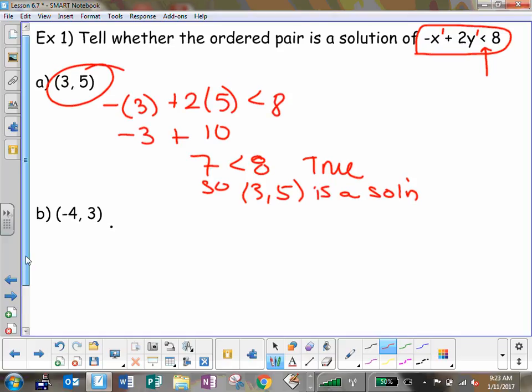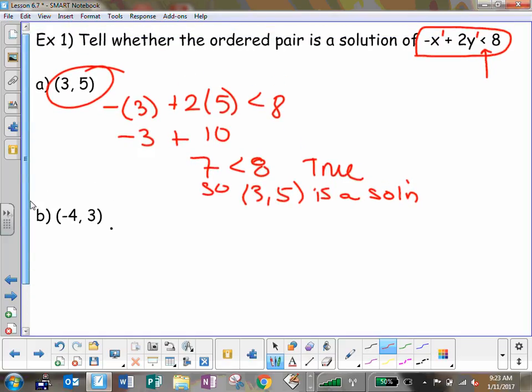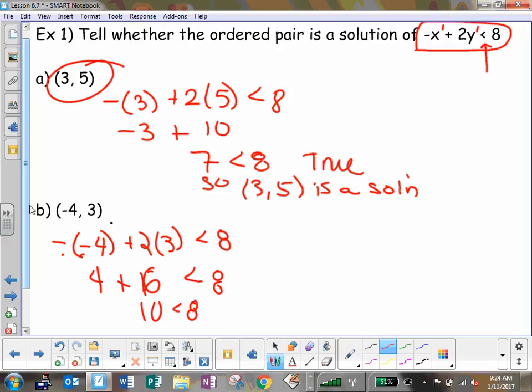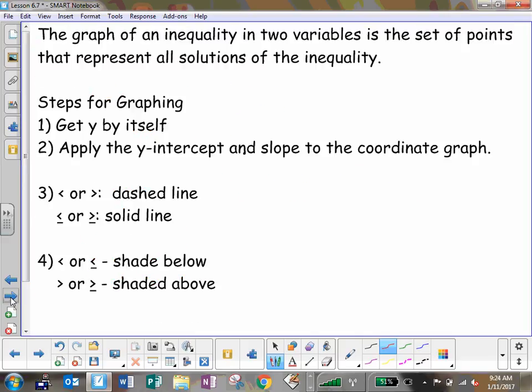Okay? All right, let's try negative 4, 3. We're plugging it into the same equation. So negative parentheses negative 4 plus 2 parentheses 3, is that less than 8? If I were to make a mistake, what would my mistake be right here? Yeah, dropping the second negative. We have a minus in our problem, and our value that we're substituting is negative. So two negatives make a positive. Is 10 less than 8? So this is no, not a solution, because it's not less than. It's kind of a substitution.